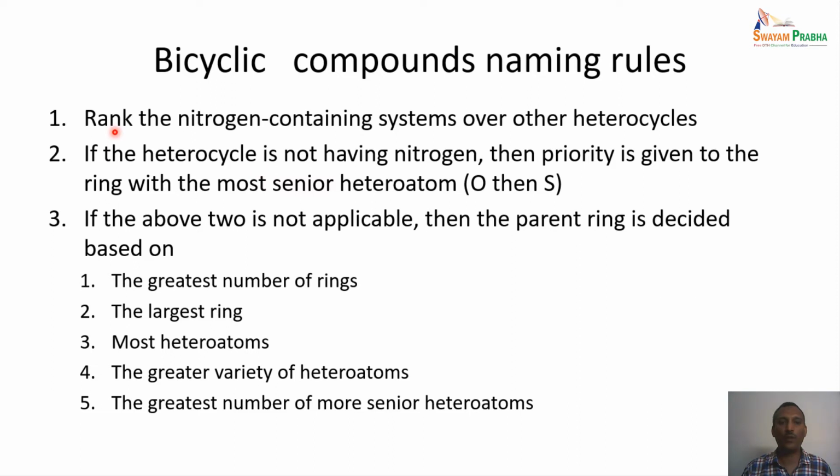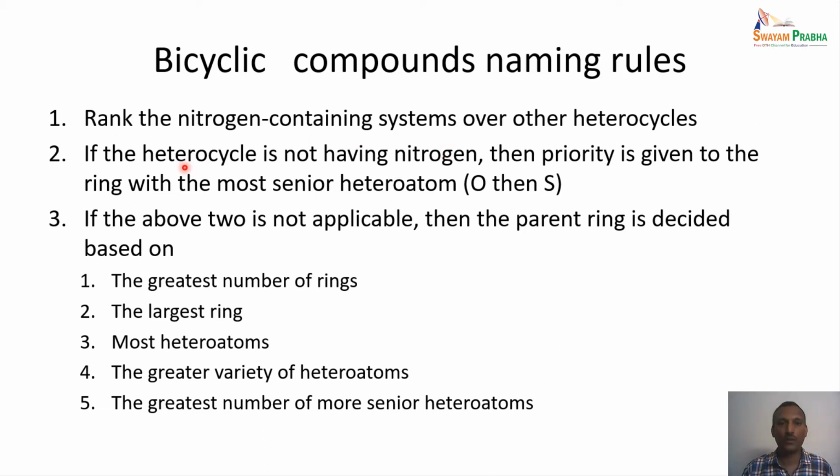So what we have to do is rank the nitrogen containing system over other heterocycles. In other words, any heterocycle ring having the nitrogen atom is considered as the parent one. So the suffix is always based on the nitrogen containing heterocycle. Whether it is a 3-membered ring, 4-membered ring, 5-membered ring or 6-membered ring, based on that the suffix name is given.